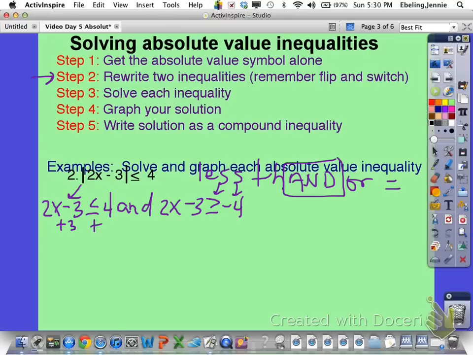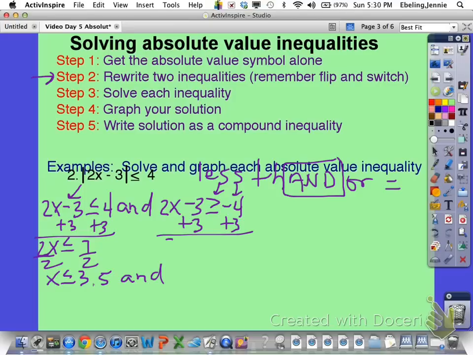So I would add 3 to both sides in that left inequality. 2x is less than or equal to 7. Divide both sides by 2. x is less than or equal to 7 halves, or I could say that's 3.5. I have an "and." I could solve the one on the right by adding 3 to both sides. 2x is greater than or equal to negative 1. Divide both sides by 2. x is greater than or equal to negative 0.5.